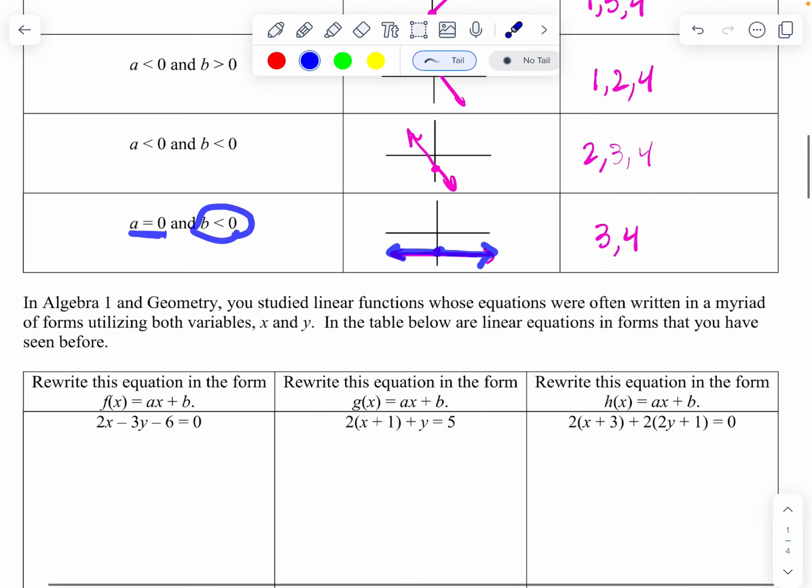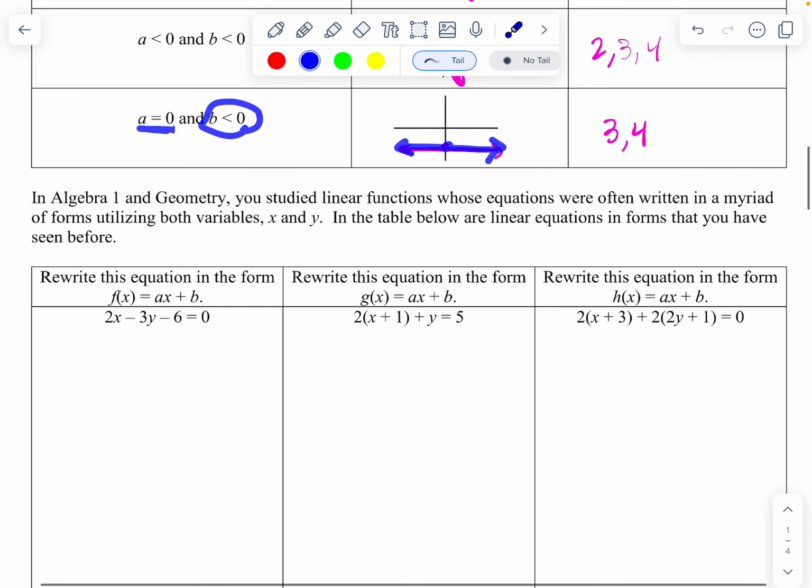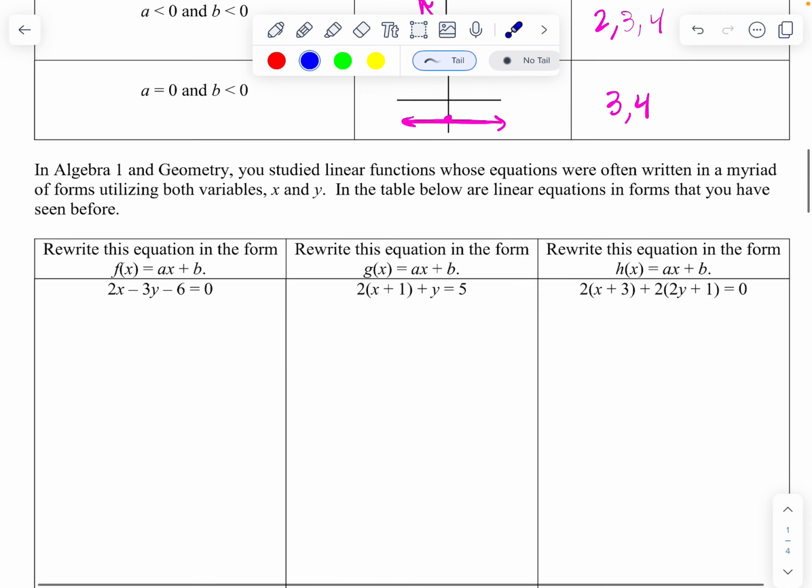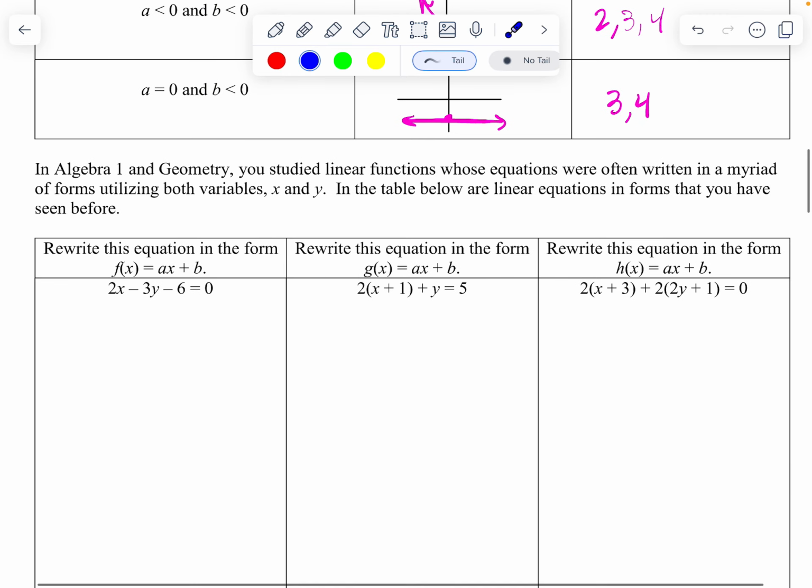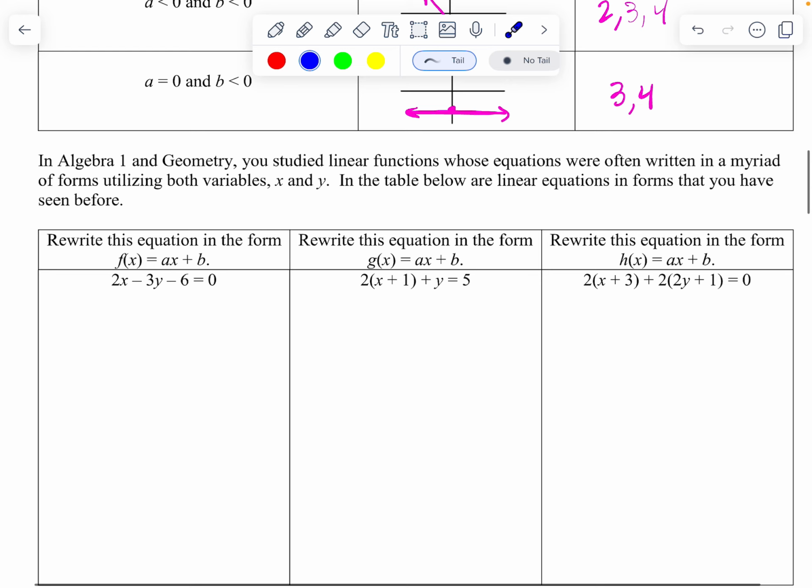All right, in Algebra 1 and geometry, you studied linear functions whose equations were often written in a lot of different forms, utilizing both variables x and y. In the table below are some linear equations in forms that you may have seen before or you may not have seen before. And what we're going to do is rewrite all of them into y equals mx plus b. We're going to solve them for y and put them in the form mx or ax plus b.